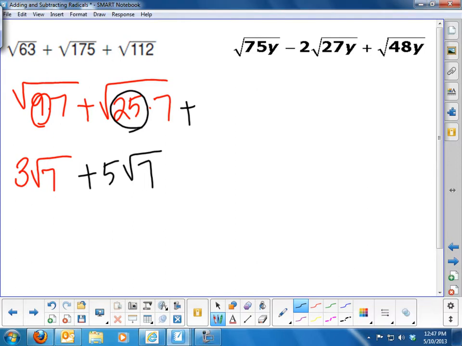Okay, so the square root of 112 can be written as 16 times 7. We might not have known that one off the top of our head. Had to do a little calculating there. So the 16 is my perfect square, so I bring out a 4, and I leave the square root of 7.